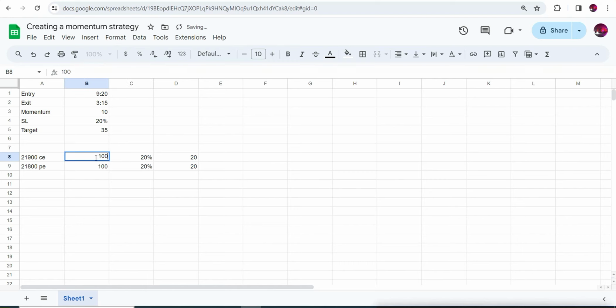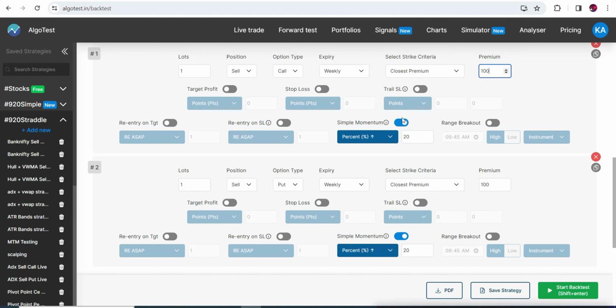Assume the premium we selected was 200. We have selected premium 100 in our strategy, but if we selected 200, then 20% of 200 is 40 points. So it will take entry if the market moves 40 points. From where? 40 points from the premium price that was selected at 9:20. So the 9:20 premium selected was 200, and if the market moves to 240, it will take entry. So this is how the momentum feature works, and downside also: if the market moves 20% downside, it will take entry.